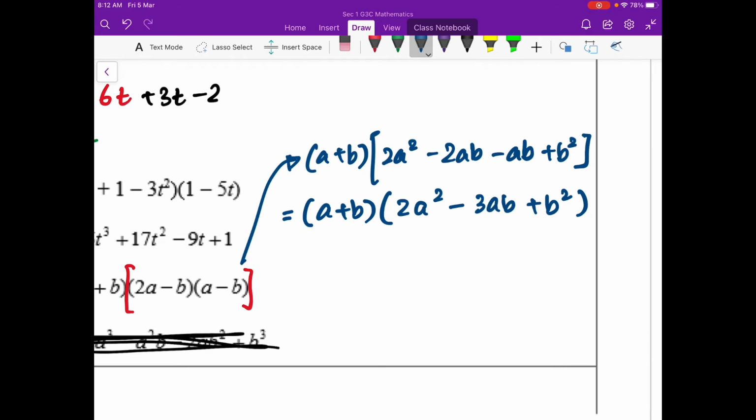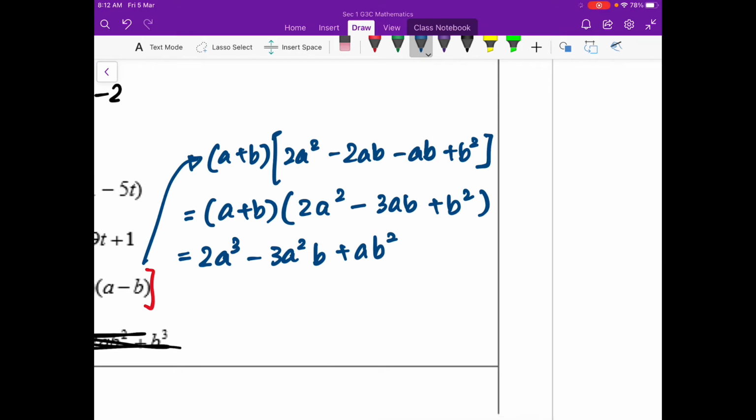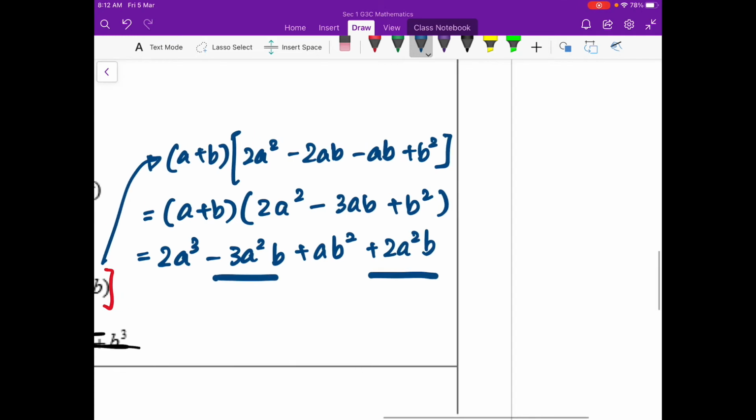Then you continue with your expansion. A times 2a squared, so that will be 2a cubed. A times negative 3ab, minus 3a squared b. A times b squared, ab squared. So those are the first 3 terms. And then the next 3 terms, continue. b times 2a squared, plus 2a squared b. So you see, again we have like terms. Then b times your negative 3ab, so minus 3ab squared, again like terms. And finally b times b squared, so plus b cubed.